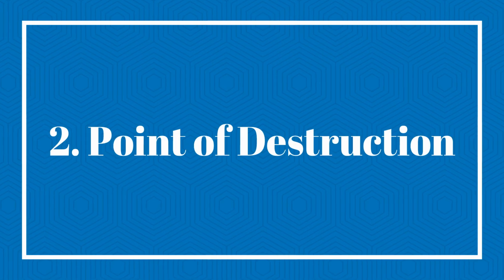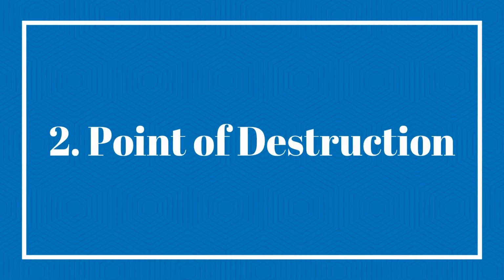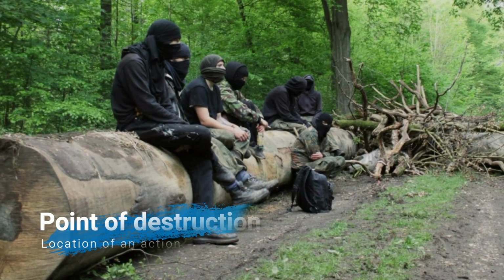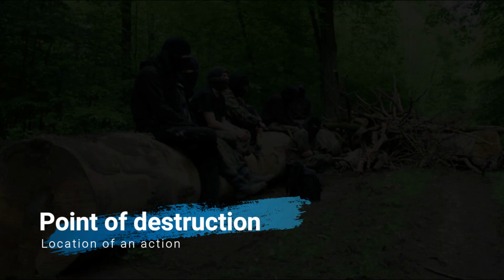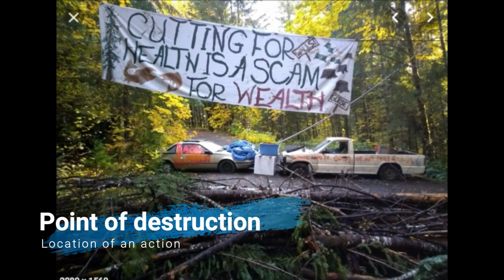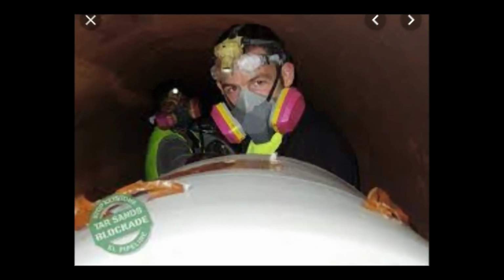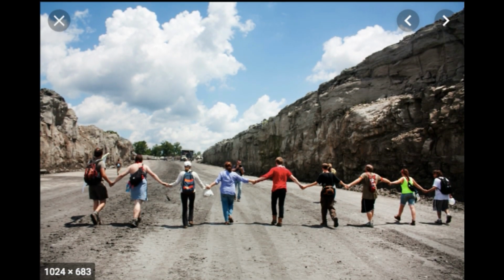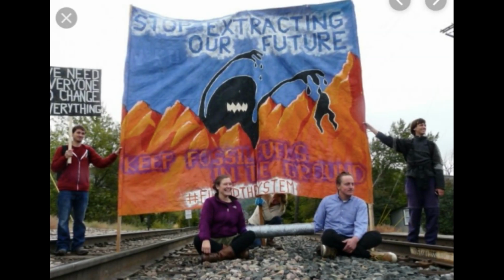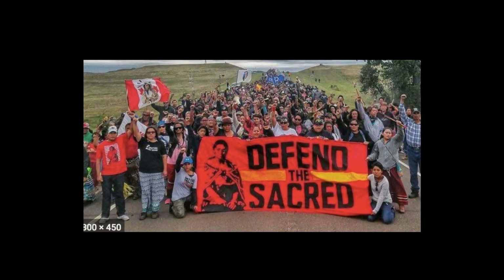Point number 2, point of destruction. A point of destruction is the place where harm or injustice is actually occurring. It could be the place where resources are being extracted, such as a strip mine, or the place where the waste from the point of production is dumped, like a landfill. By design, the point of destruction is almost always far from public attention, made invisible by remoteness, oppressive assumptions, or ignorance, and tends to be disproportionately impacting already marginalized communities.